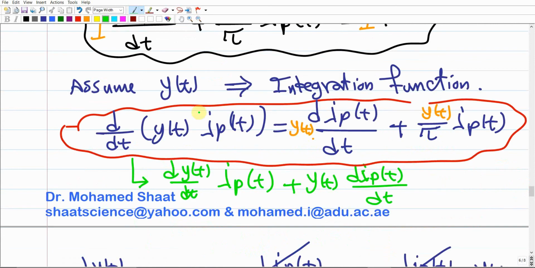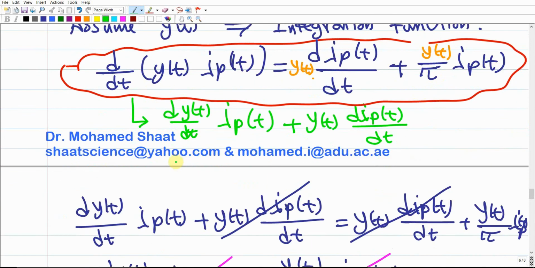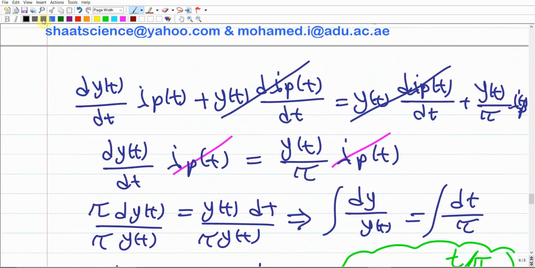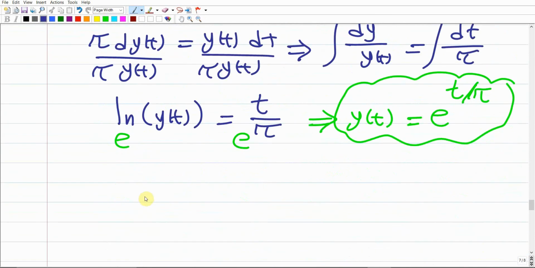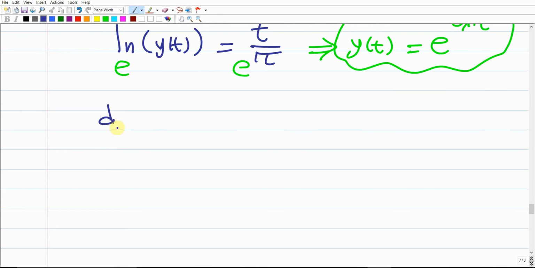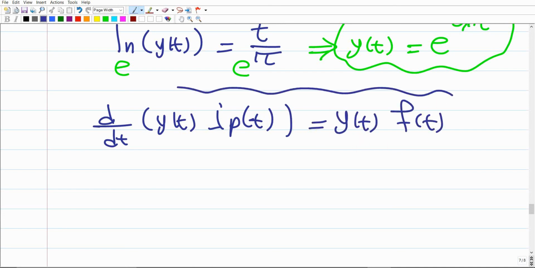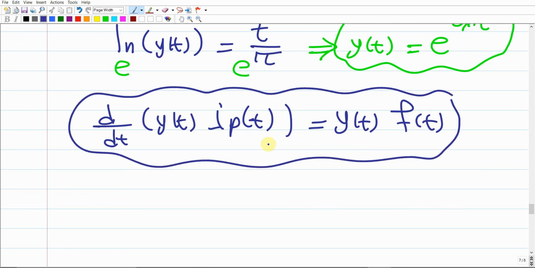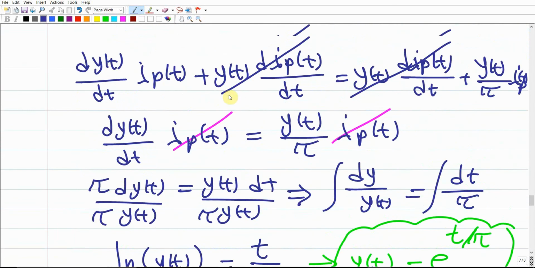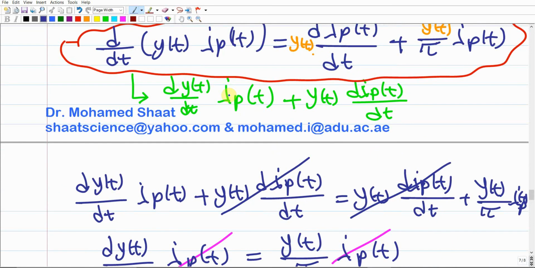Right? So given this one, we can simply use this term directly. We can then say that the left-hand side became d/dt of y(t) times I particular of t, equals y(t) times f(t), which is the right-hand side. So this is the new form of the equation, the original equation, but using y. This is the original equation, which is this one.